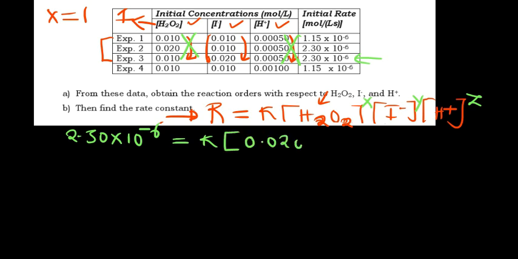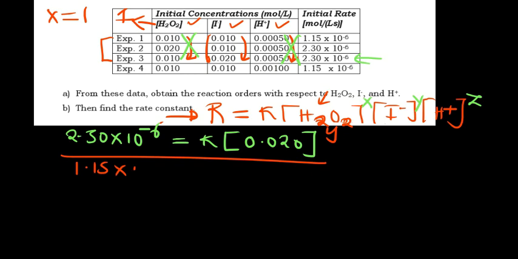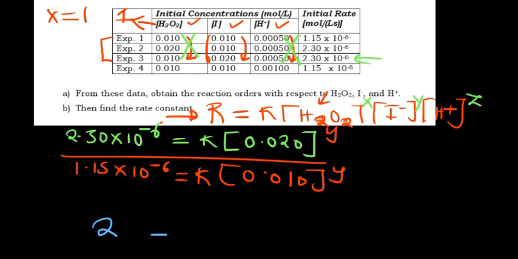0.020. Now iodide, be careful, is raised to the power y. Okay, divide by the first experiment, 1.15 times 10 to the power negative 6. Equally, we'll just consider the iodide, which was now 0.010 to the power y as well. So of course that gives us a 2 on the left. K will of course divide. That will give us now a 2 to the power y again. So you can clearly see that even in this case y still becomes 1. Okay.